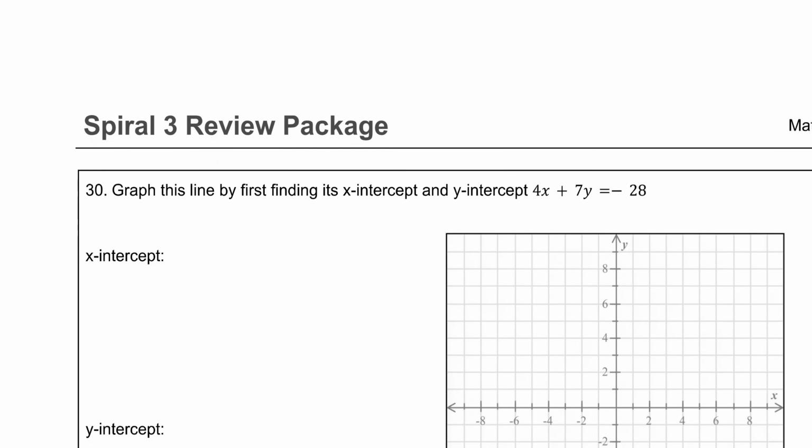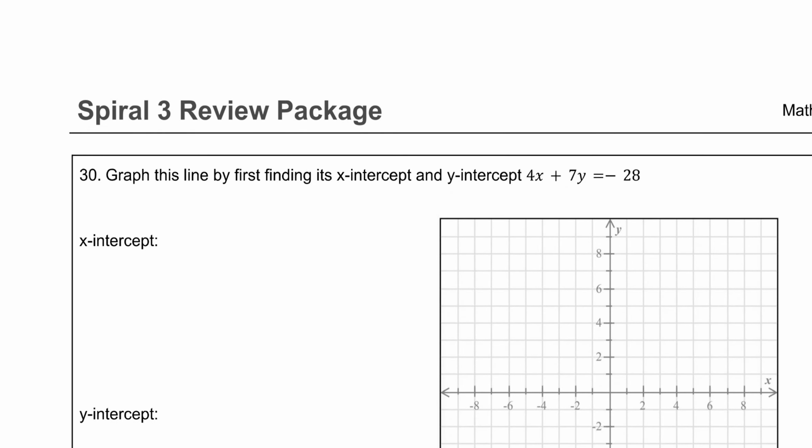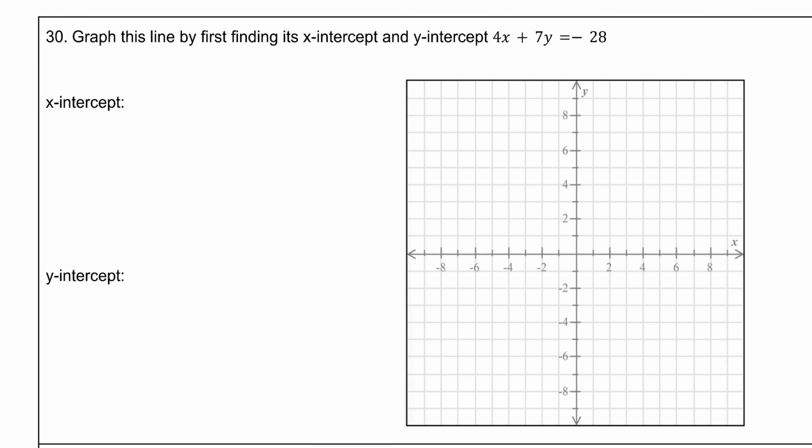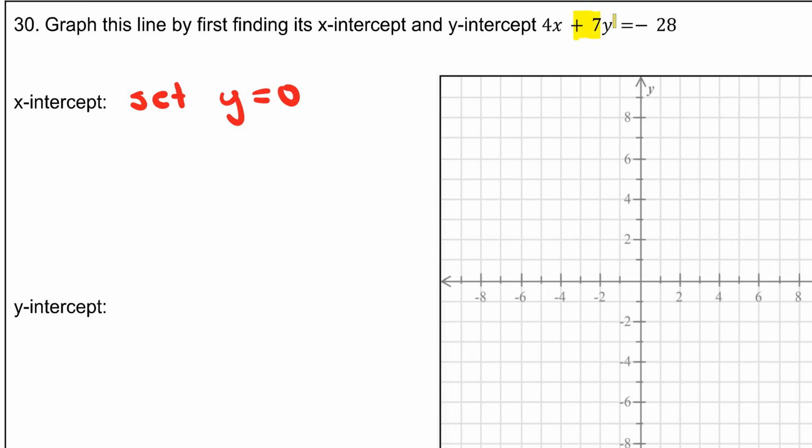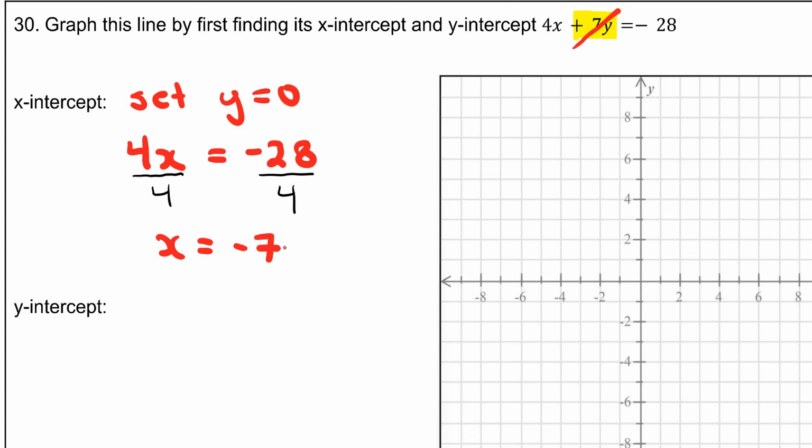Let's keep on moving along. We're on question number 30. For question number 30, I need to graph this line by first finding the x and y intercepts. If I want to find the x-intercept, we just set y equals 0. If y equals 0, if I take a look at this 7y, this is gone, right? So you now just have 4x equals -28. Then you can divide both sides by 4, and you have x equals -7. So the x-intercept is at (-7, 0).